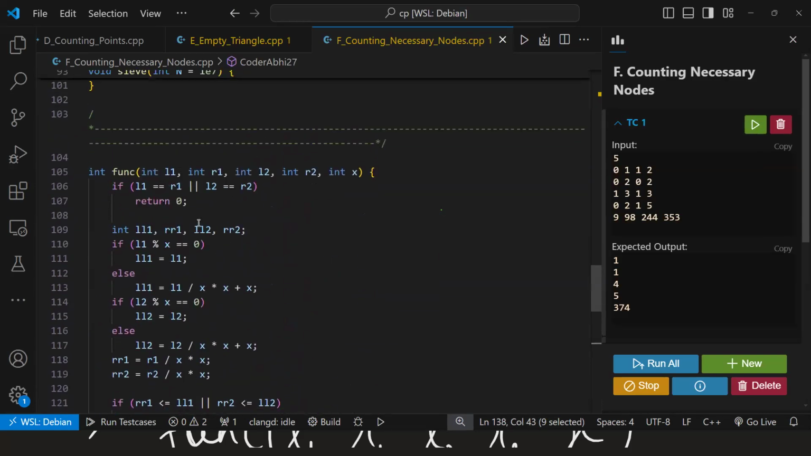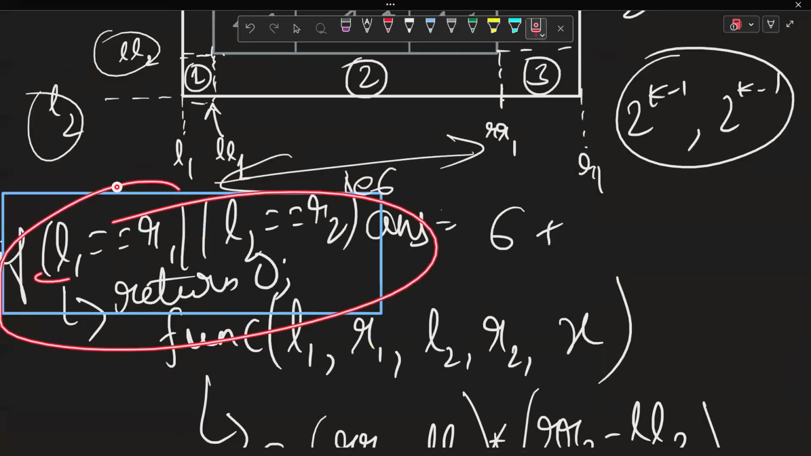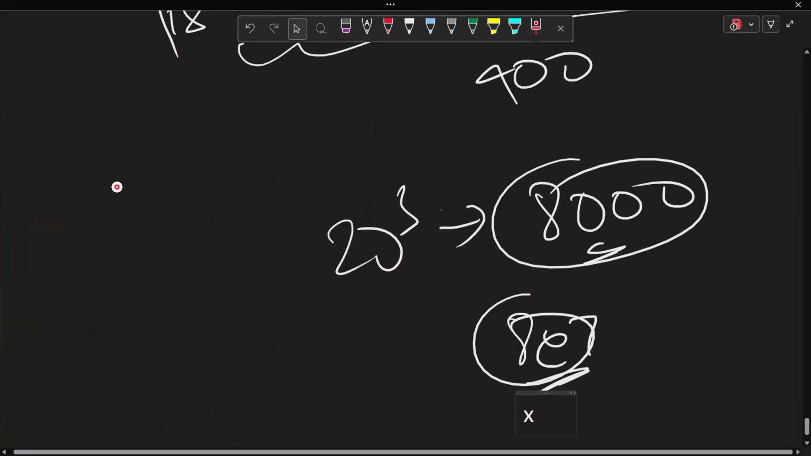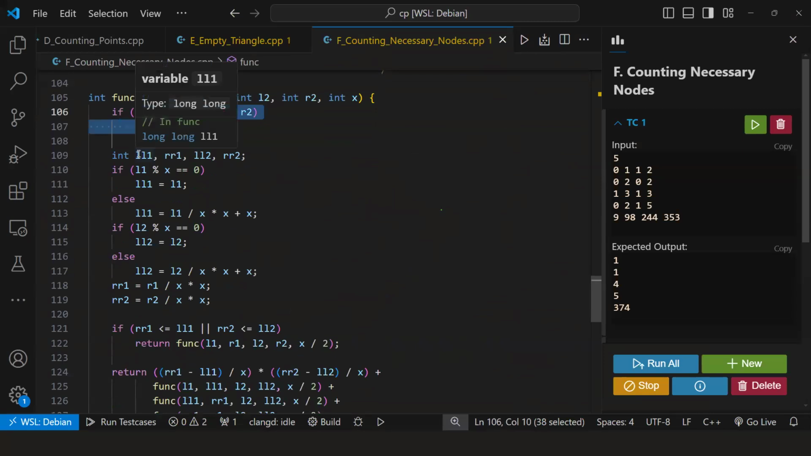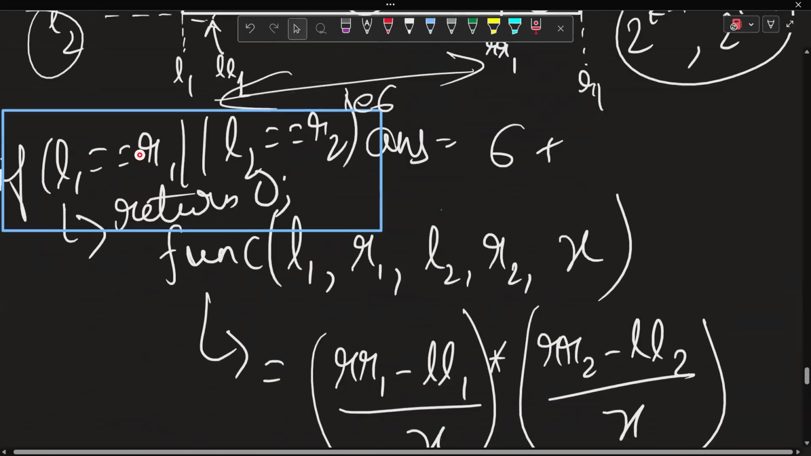Now in my function, I write the base case. As I had explained, this was my base case. If L1 equals R1 or L2 equals R2, then I'll return 0. Okay, and then I try to calculate these values.